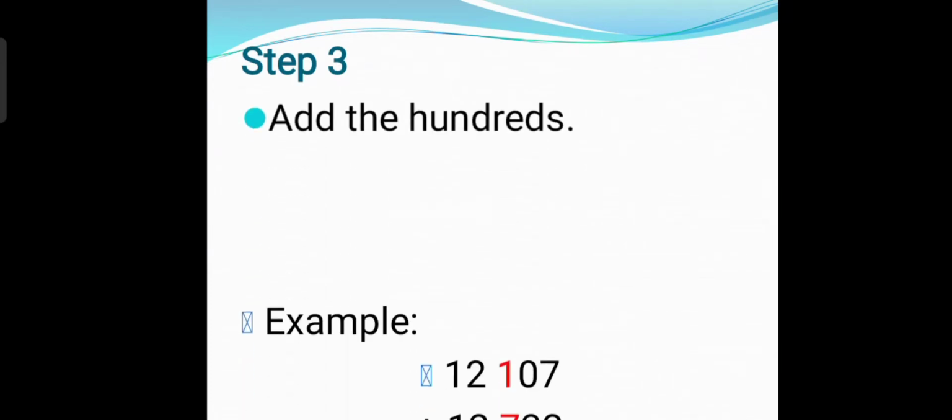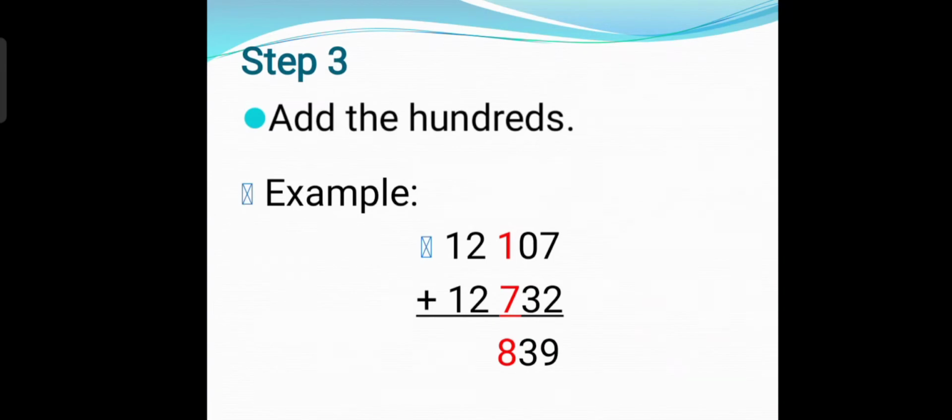Step 2 is to add the tens. In the example, what are the digits in the tens place? 0 and 3. So let us add 0 plus 3 equals 3. Step 3, add the hundreds. In the example, what are the digits in the hundreds place? It is 1 and 7. So let us add 1 plus 7 equals 8. Let us write the sum under the digits that we added.